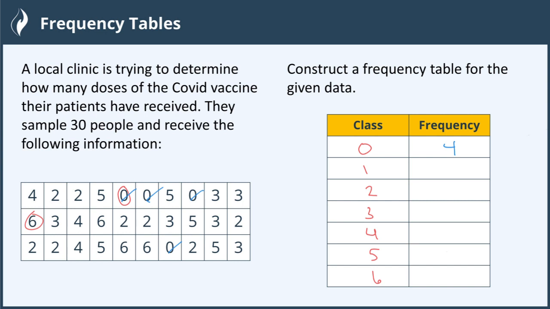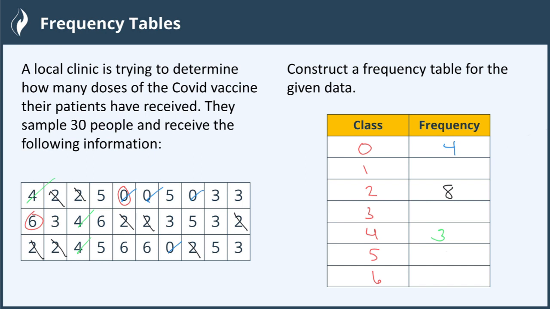The next one, I'm going to go with the 4 because the 4 is first. So 1, 2, 3. And I double check a couple of times and make sure I don't miss any. So I see I only have 3 that are 4. And I'm going to go back and do 2. 1, 2, 3, 4, 5, 6, 7, 8. 8 people had 2 shots.